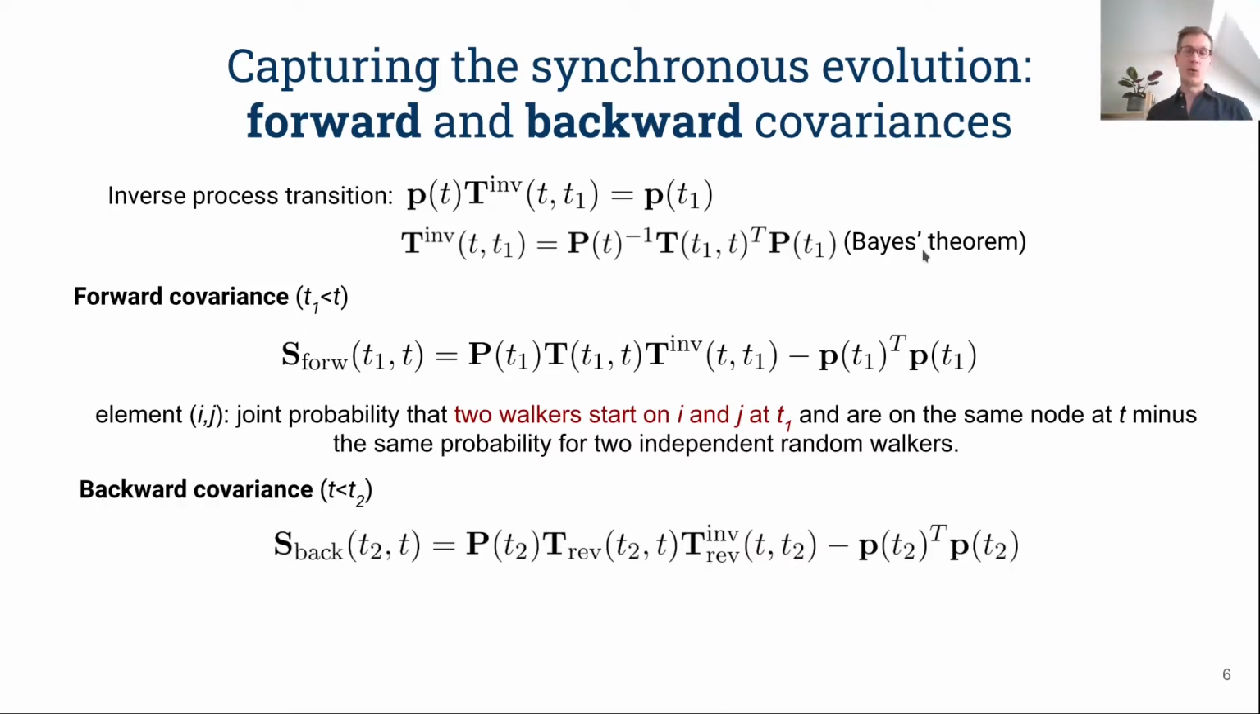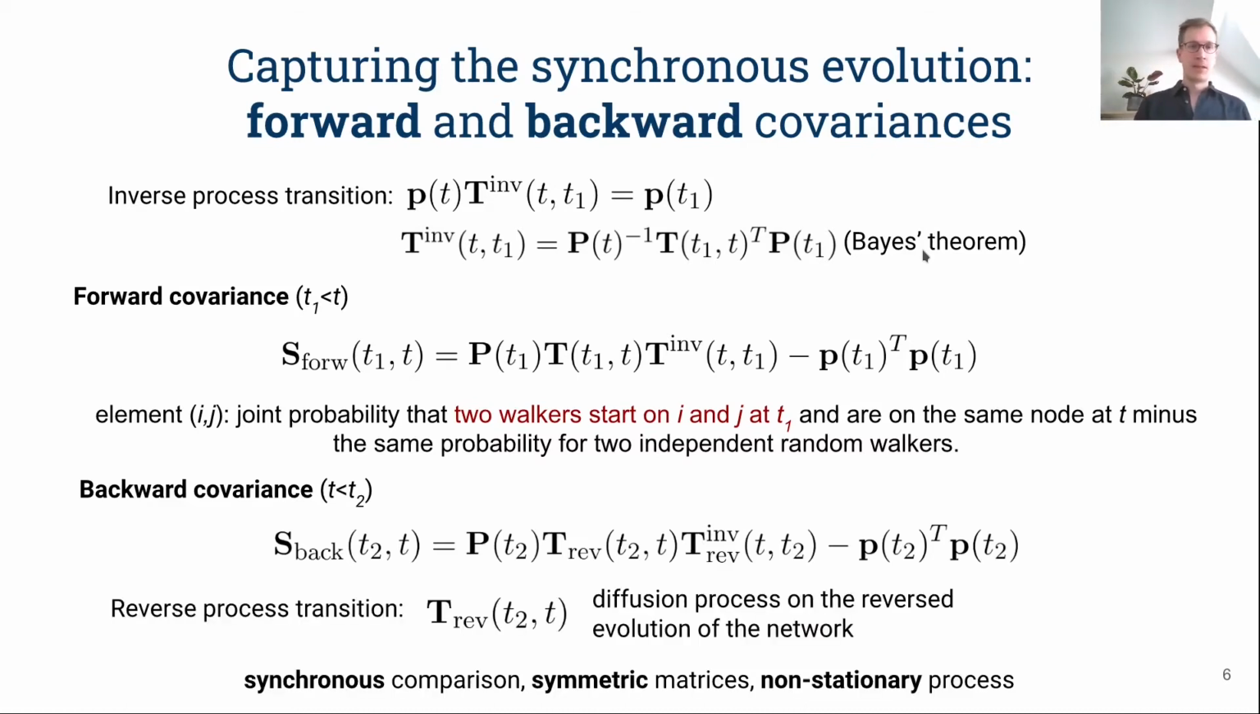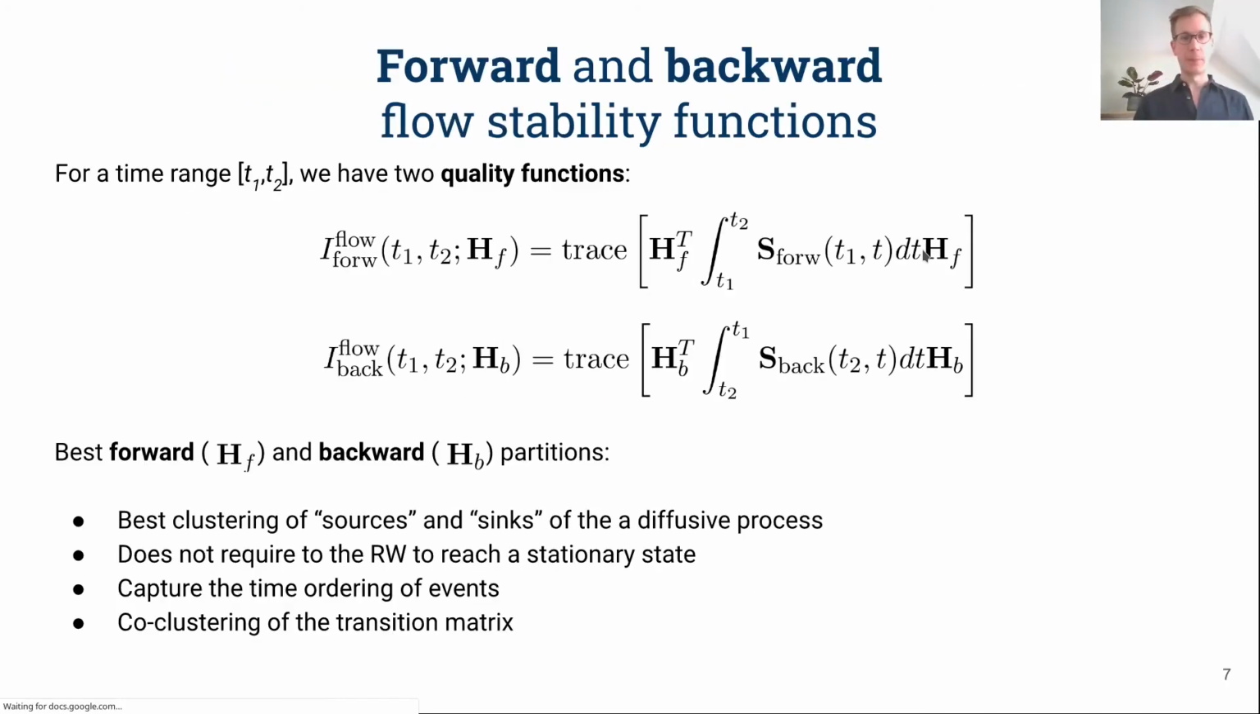If now we look at a later time T2, and we let the process diffuse but backward in time, so you're using the reversed evolution of the network until some time t, and then we go back to T2, we have now this backward covariance. So now we have a way to compare nodes that is synchronous, so we look at the same time. We also have symmetric matrices and a process that is not necessarily stationary.